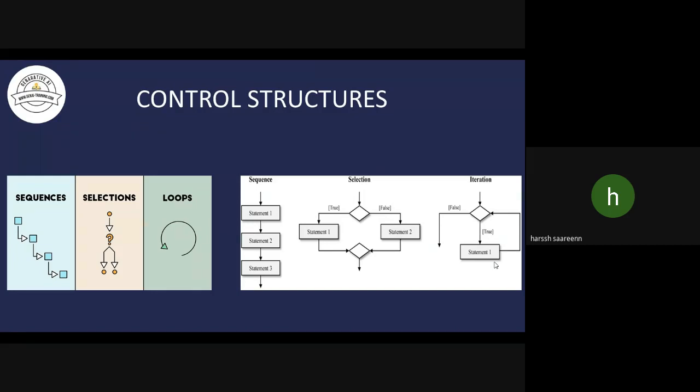Second one is selection. So another flow name in control structures is selection. It can be conditions, like if I want to create a weather application, whether rain will be there or not, whether it is hot or cold. So this kind of conditions comes under selection. Now, the third one in control structures comes under loops.